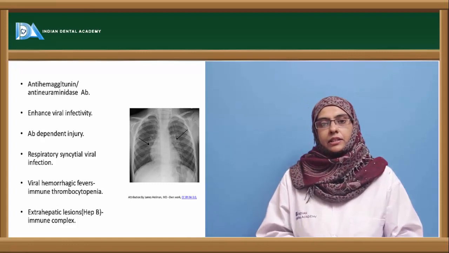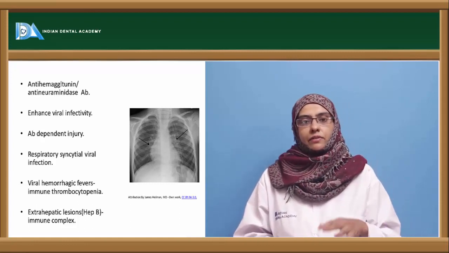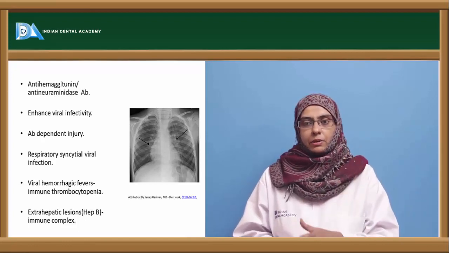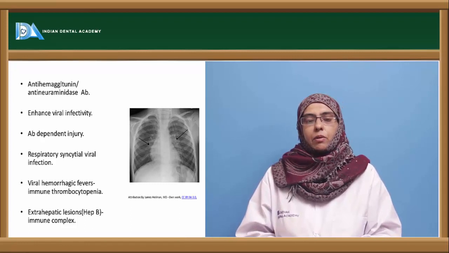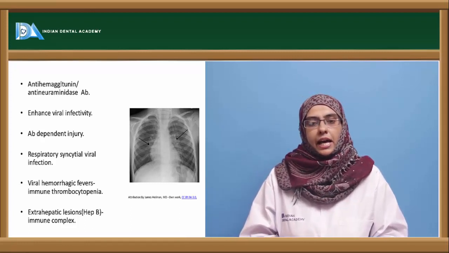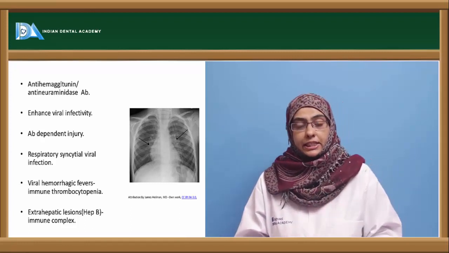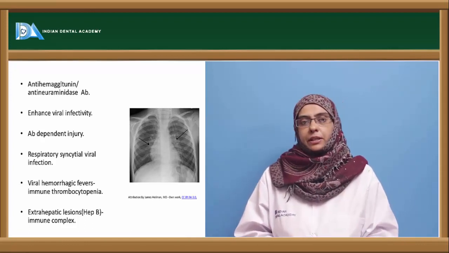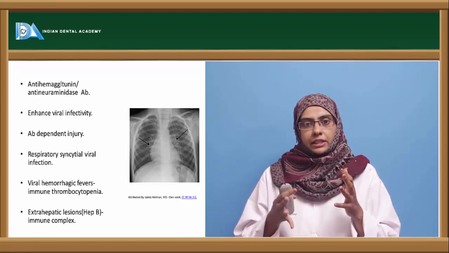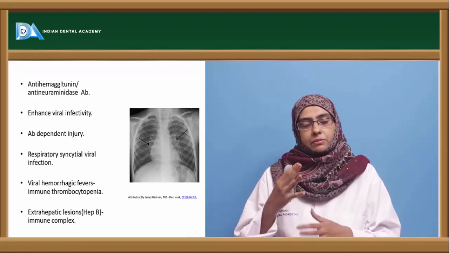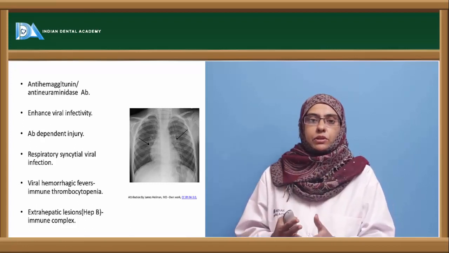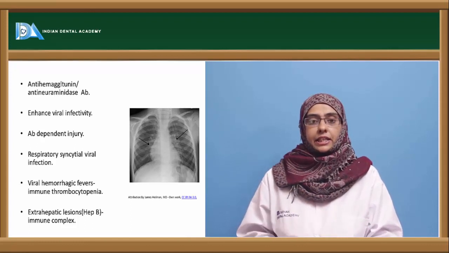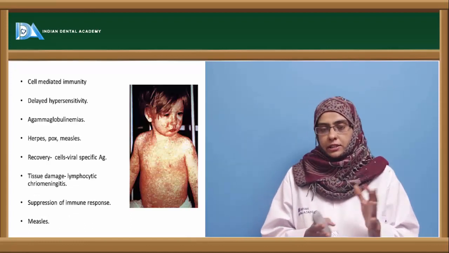Apart from that, the antibodies can also cause viral hemorrhagic fever, which can be explained with the help of immune thrombocytopenia, and the extrahepatic lesions that are usually seen during hepatitis B infection are due to the damage caused to the cell by the immune complexes. So not only do they protect the body from different infections, but sometimes when there is low immune competency in an individual, you can see the antibodies aggravating or exaggerating the viral infections. This is about the humoral response.